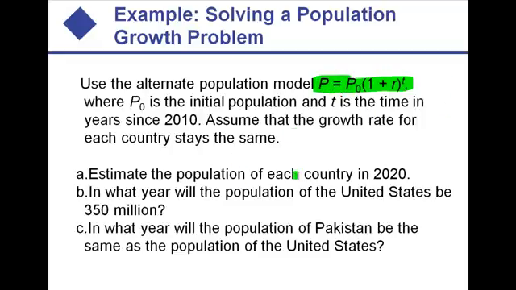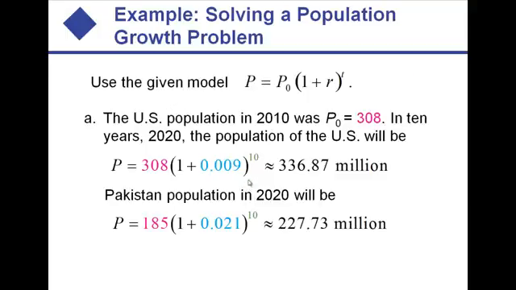Can we estimate what the populations are in 2020? Can we figure out what year that we'll have 350 million in the United States? And then can we figure out what year that the 2 countries will have the same? Part A, using this formula, right? Plug everything in that we know. They told us that in 2010 the population was 308 million. So there's our initial population. And then the growth rate they gave us, right, 9%, or sorry, 0.9%, so there's 0.009.